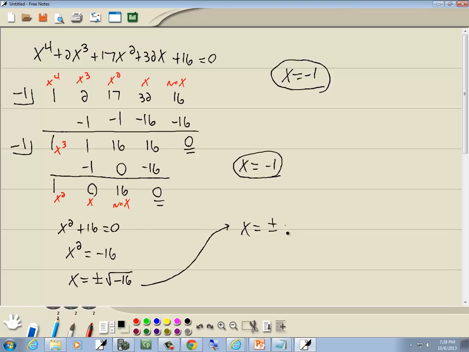Well, negative 16. That's negative 1 times 4 times 4. Now remember, a negative 1 inside of your square root gives you an i, and a pair of 4s is going to come out in front as a single 4. So we're going to have x is equal to plus or minus 4i. And those are our 4 answers. We only have 3 circled, but remember this is plus or minus, so that's 2 answers right there. So that counts for all 4 of our answers.